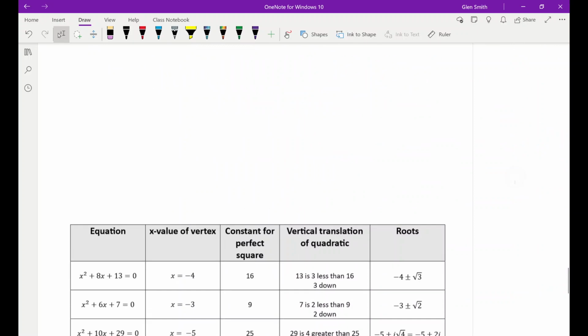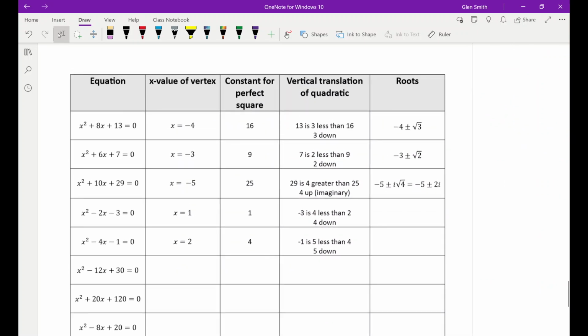All right. So let's come on down here. I got this big whole table here. And the whole idea behind this is the plus 8x tells you that this should be, when you do this, x plus 4 squared, which lets you know you're going 4 left, which means the value of the vertex is negative 4. Okay? If you squared it out, perfect square should be a 16 when you do that, but it's not. It's a 13, which is 3 less. 13 is 3 less than 16, so it must be 3 down.